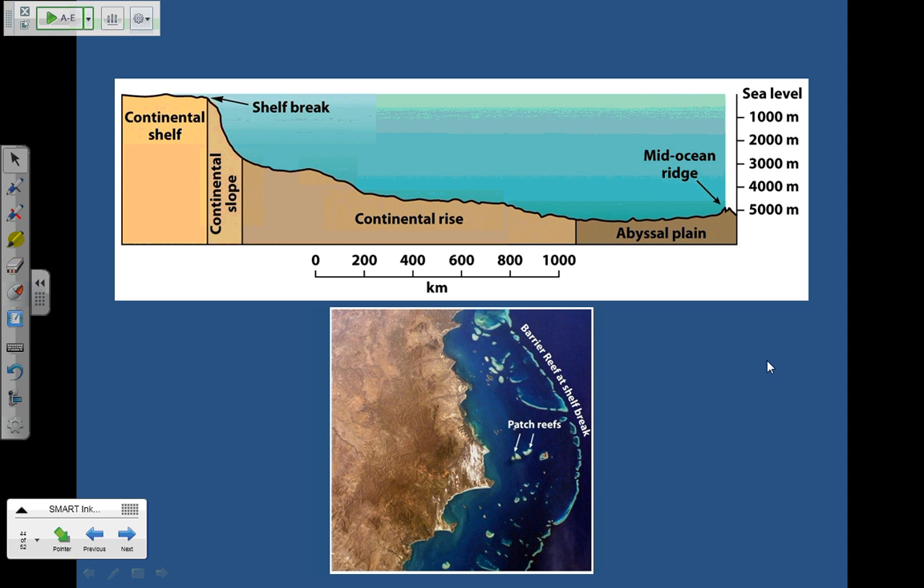Can you deposit sand on here? What's going to happen if a sand grain lands on that slope? It's just going to roll down, right? So we don't really see deposition there. We do at the base of it, we see these submarine fans and stuff like that. What about out in the deep ocean? What kind of sediment do you think we would get out there?